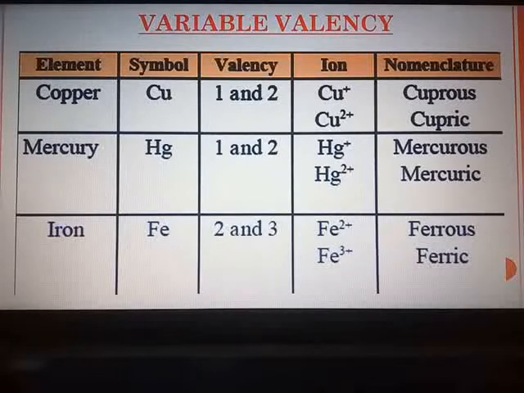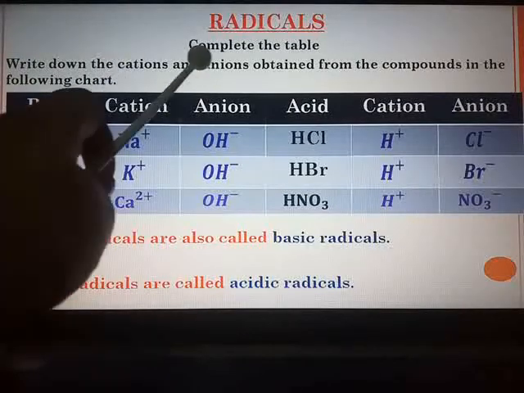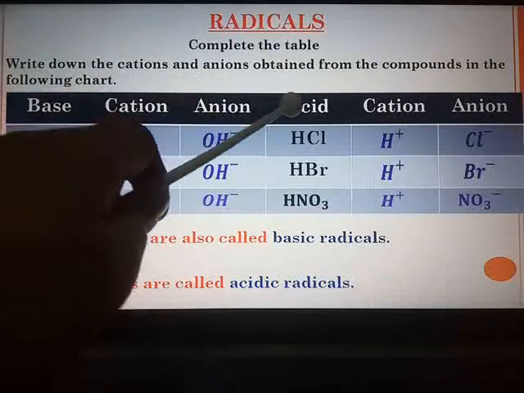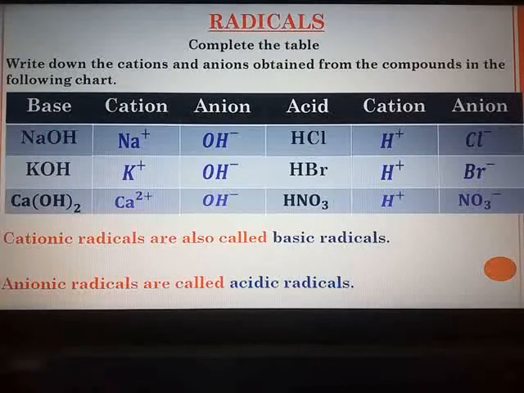On the same page, on page number 54, towards the end you have one topic of radicals. So you have to complete the table over there along with me. You will just complete the table in your textbook. Write down the cations and anions obtained from the compounds in the following chart. Name of the base and name of the acid is given. Cations and anions you have to write down in the blank spaces which are given in the table.